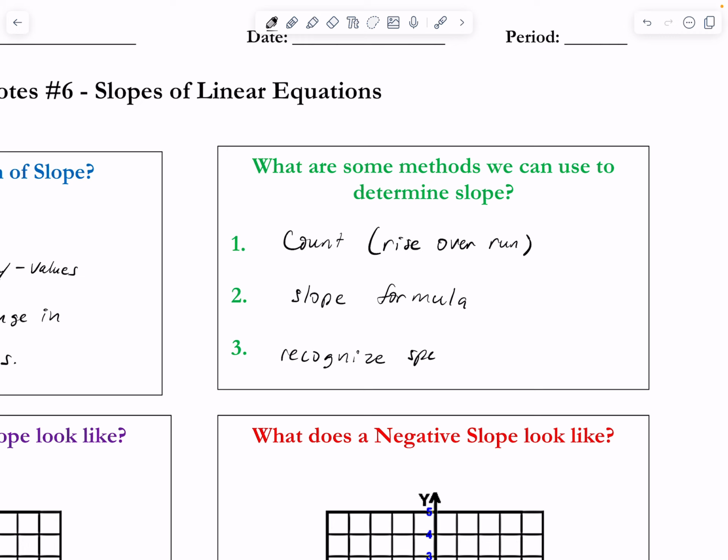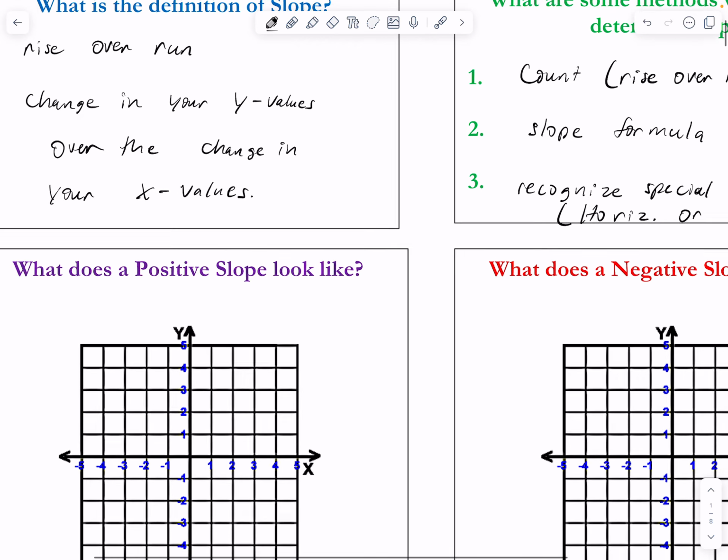So the idea is, if you have a horizontal or a vertical line, we're going to look at a few examples like these in these notes. If you notice that the line is horizontal or vertical, then you should immediately know the slope without having to calculate anything.